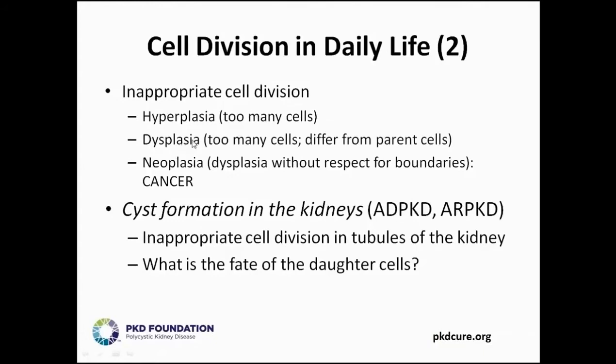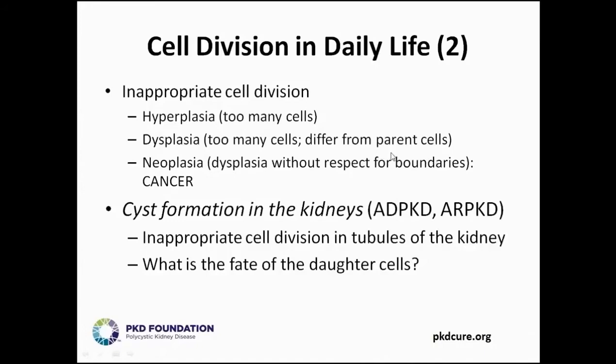It's what's required to cover the defect in your skin, for example, if you've fallen off your bike and you have a scrape. Dysplasia means cell division, but the cells are different from their parent cells, whereas under normal circumstances they would be the same as parent cells. And this can progress into neoplasia, which very simply means new growth, but it's dysplasia without respect for boundaries.